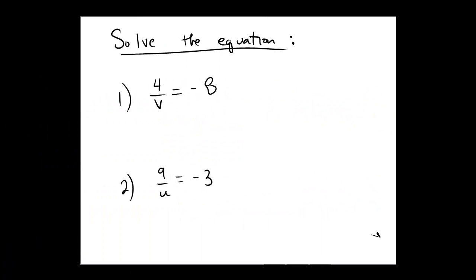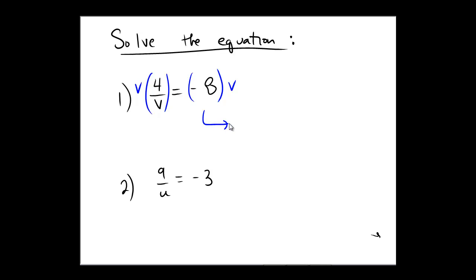Let's solve some equations here. As our first example, I have 4 over v equals negative 8. I'll try to show a couple different techniques here. The first technique I'll use is to multiply both sides by the LCD, the least common denominator of both sides. The only denominator we really have here is the variable v, so multiply both sides by v.